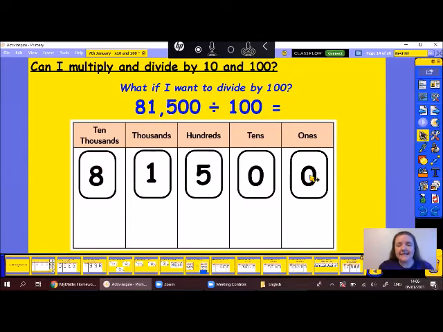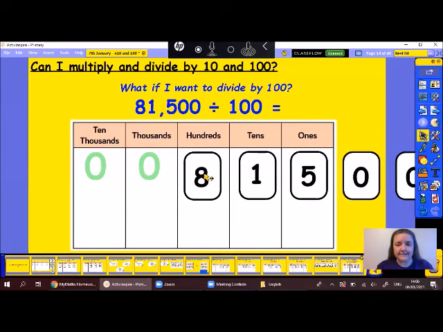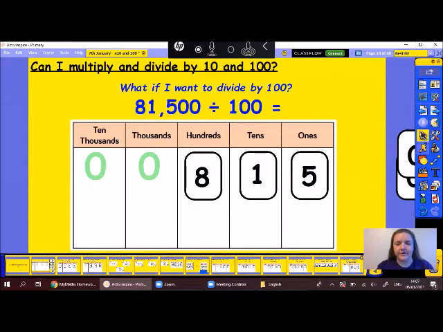So we need to take this number here. We've got 81,500 and we're going to divide it by 100. So we're going to move it 2 places, but instead of moving it up, we're going to move it back. So 1, 2 places. And then if you look, our zeros have fallen off the end. We can get rid of those. And our answer we're left with is 815. So dividing by 100 is just as easy as multiplying. You just need to remember which way you need to move the numbers.